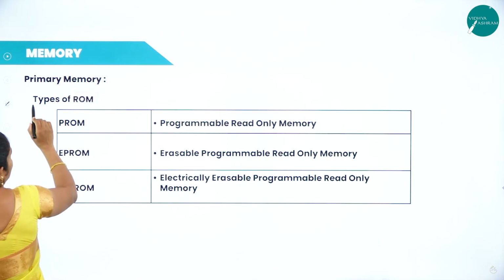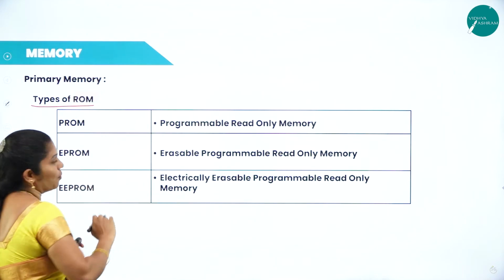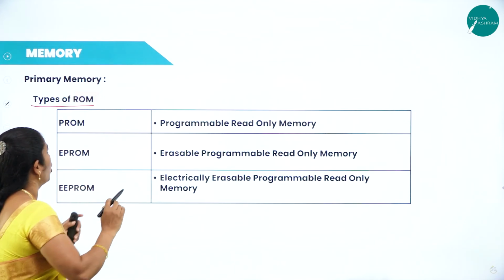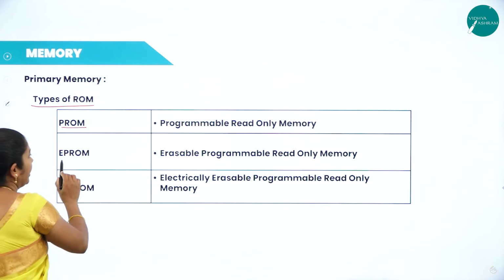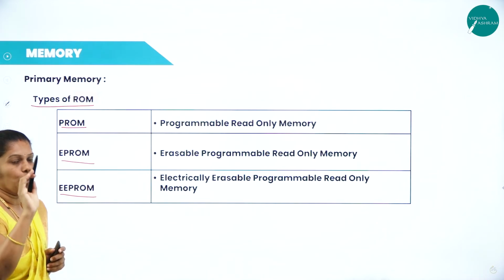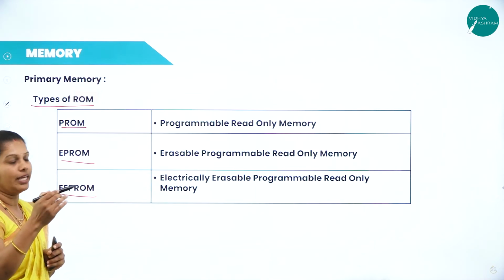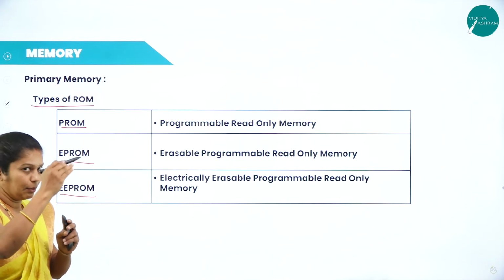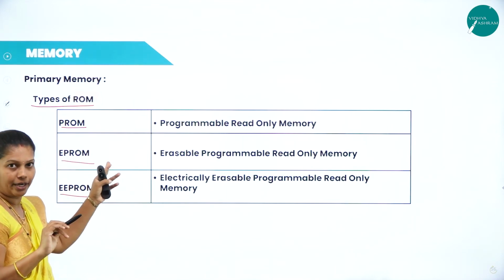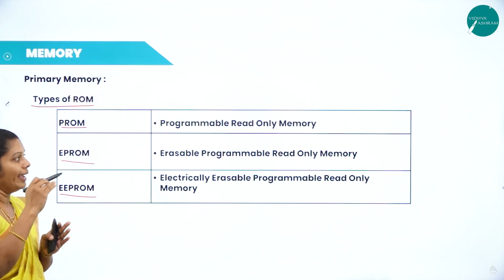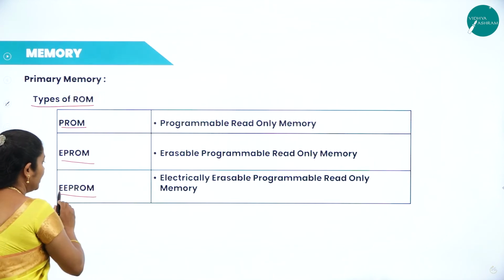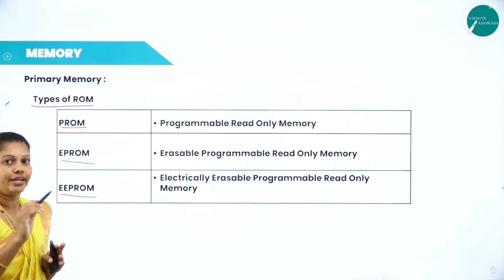Now it's clear. Next, we'll discuss the types of ROM. When we come to types of ROM, we have PROM, EPROM, and EEPROM. PROM stands for programmable read-only memory. At the time of programming only, we can write here. Afterwards, we cannot write anything on that. Whereas with erasable programmable read-only memory, whatever data is in it, we can erase, and then we can rewrite. Then electrically erasable programmable read-only memory.